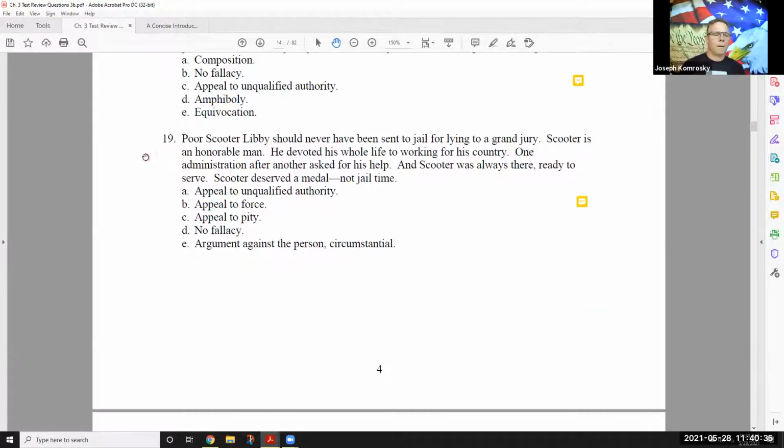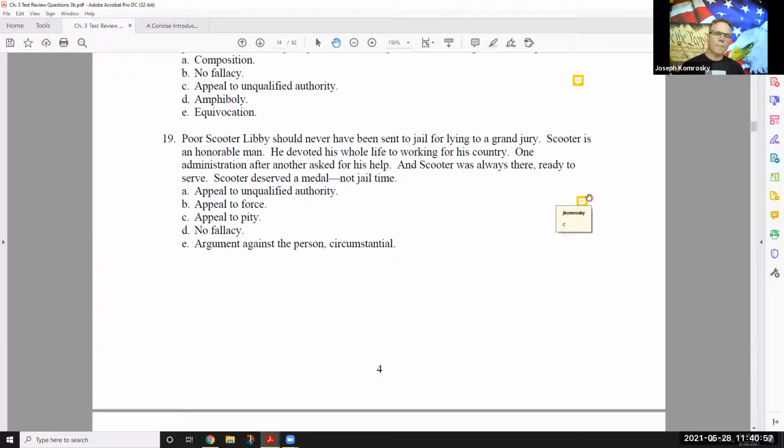19. Poor Scooter Libby should never have been sent to jail for lying to a grand jury. Scooter is an honorable man. He devoted his whole life to working for his country. One administration after another asked for his help, and Scooter was always there, ready to serve. Scooter deserves a medal, not jail time. This one's appeal to pity.